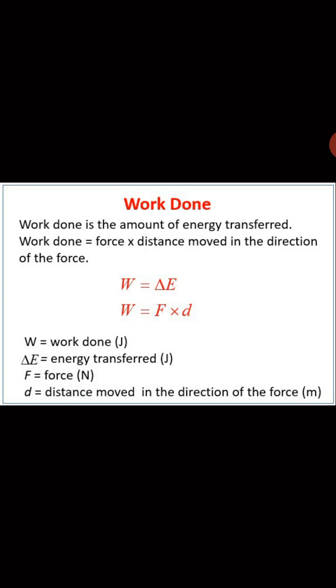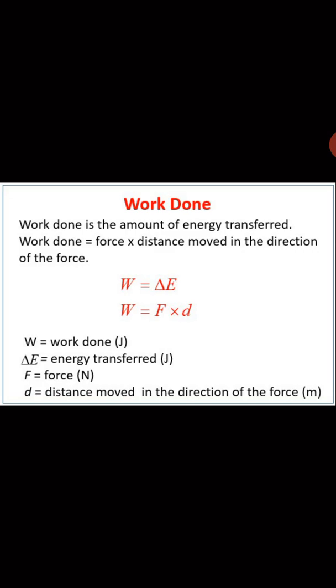Now this work done can be a mechanical work done, it can be an electrical work done, it can be work done when we are transferring energy from our muscles, muscular force we are applying. So there are different types of forces which are applied and then work can be done. So the formula for work done is force into distance moved in the direction of the force.